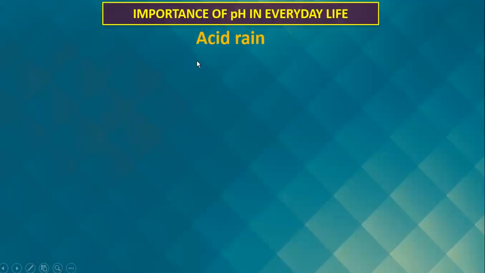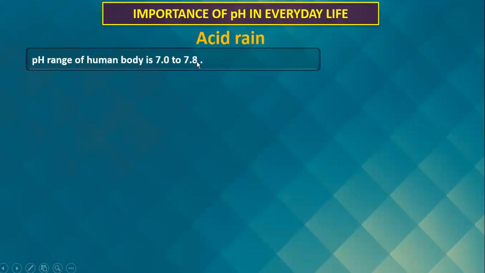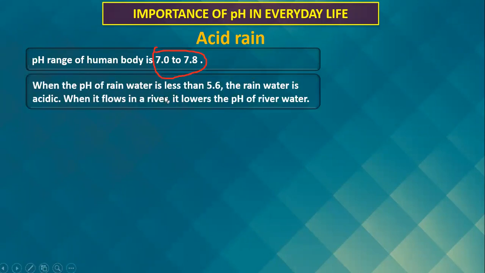See here, acid rain. The pH range of the human body is basically between 7 to 7.8, right? Now, when the pH of rainwater is less than 5.6, then the rainwater is acidic in nature. When it flows in a river, it lowers the pH of the river water. Keep it in mind, our human body's pH value ranges from 7 to 7.8, meaning near to neutral. 7 means neutral, and more than 7 up to 8. So this is the range of our human body pH value.